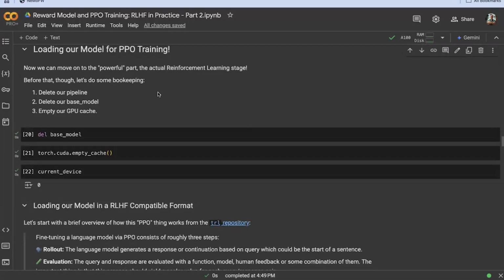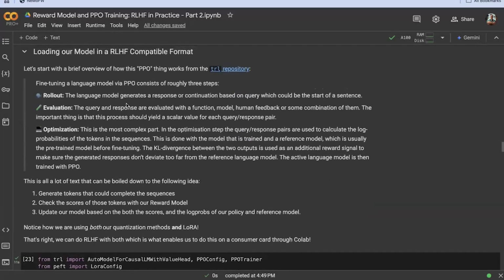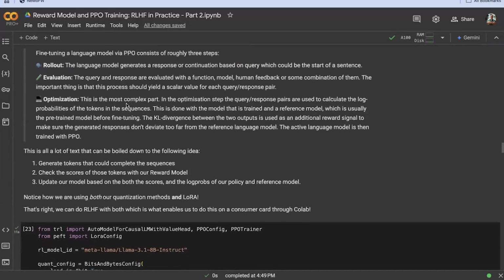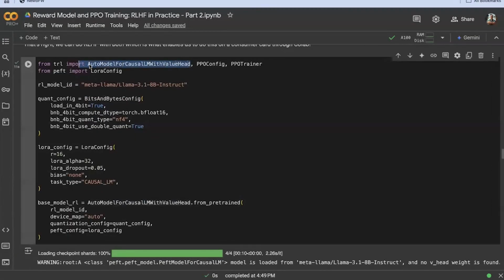And then we want to load our model for PPO training. Now this is going to be the most fun part, right? We're going to once again just free up some GPU memory, and then we're going to load it into an RLHF compatible format. So you'll notice again, we have a new auto model.